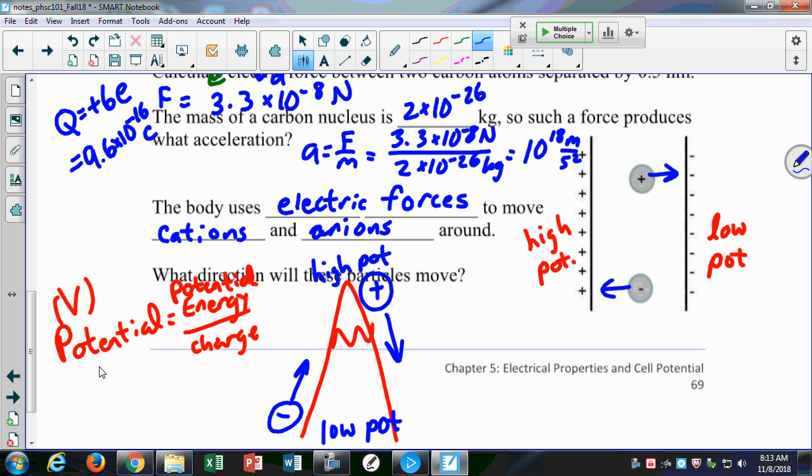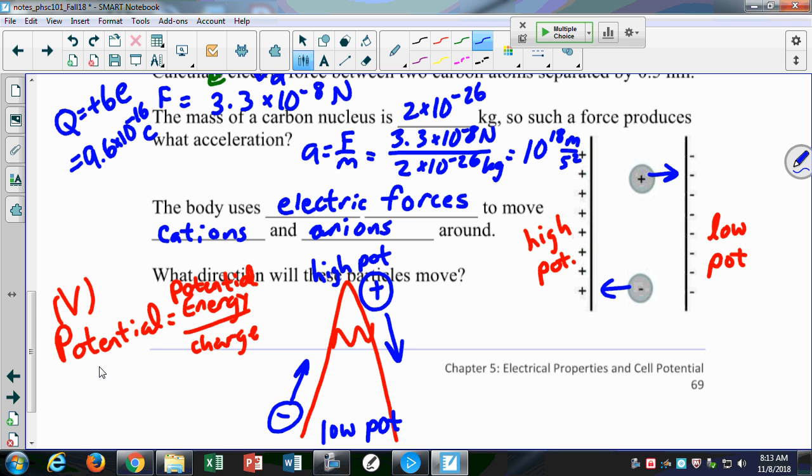Masses didn't do that. But this will be important later when we get to cells and we see how cations and anions move back and forth between positively charged and negatively charged. They'll move from low to high or high to low potential. So you'll see this idea again later. Remember, negative charges will move from low to high. Positive charges will move from high to low.